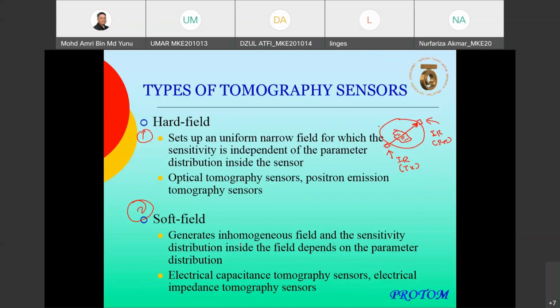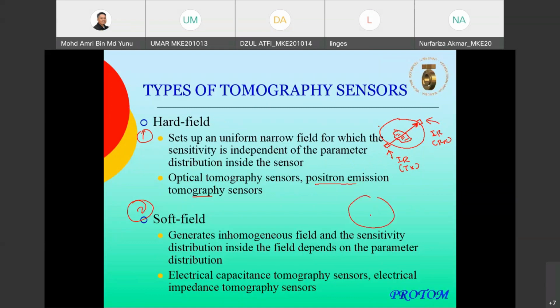But for soft field, it's basically sensitive. Before that, the other type of hard field sensor is like positron imaging tomography. This is radiation, so the energy in hard field is normally straight. The field path of the energy from the transmitter to the receiver is usually straight.